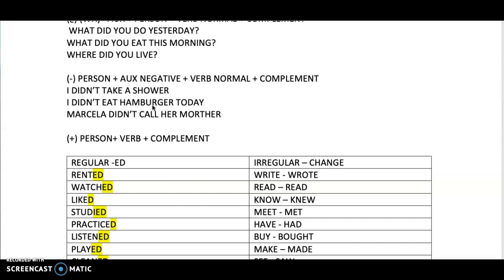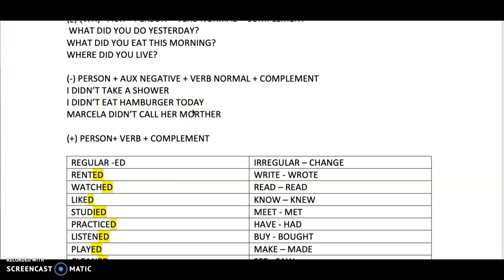The negative form goes the person or the subject first, then the auxiliary negative. Remember what is the auxiliary negative? Didn't, okay? So the person, auxiliary negative, the normal verb, nothing happens here, and finally, the complement. So remember, I didn't take a shower. Or, I didn't eat hamburger today. Yo no comí hamburguesa hoy.